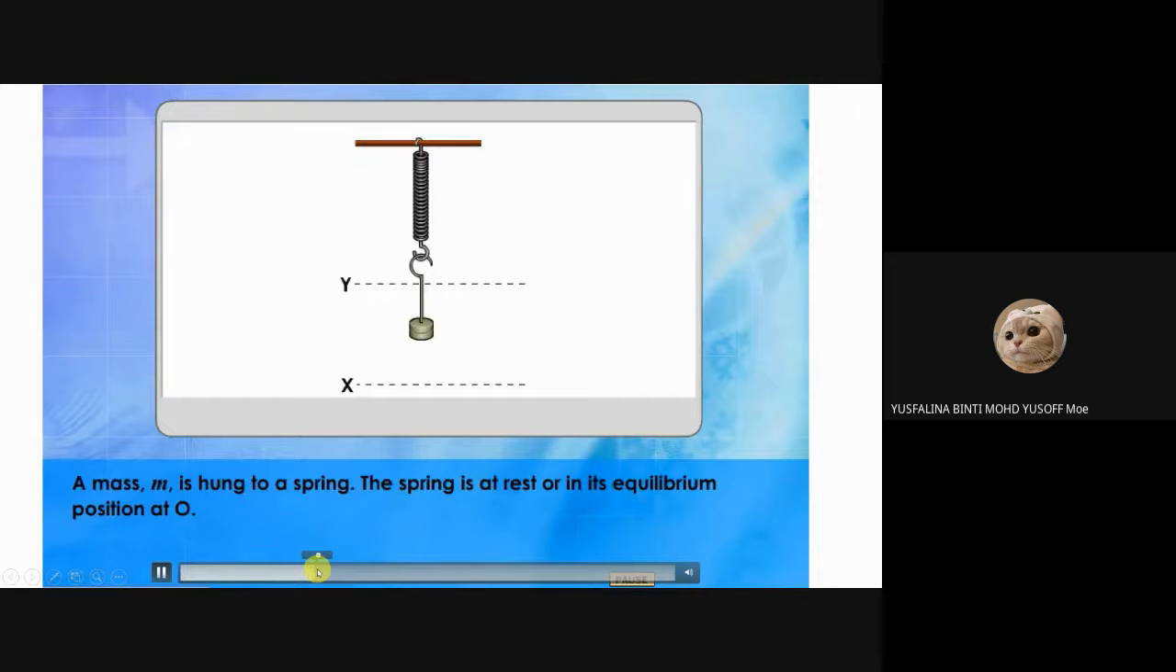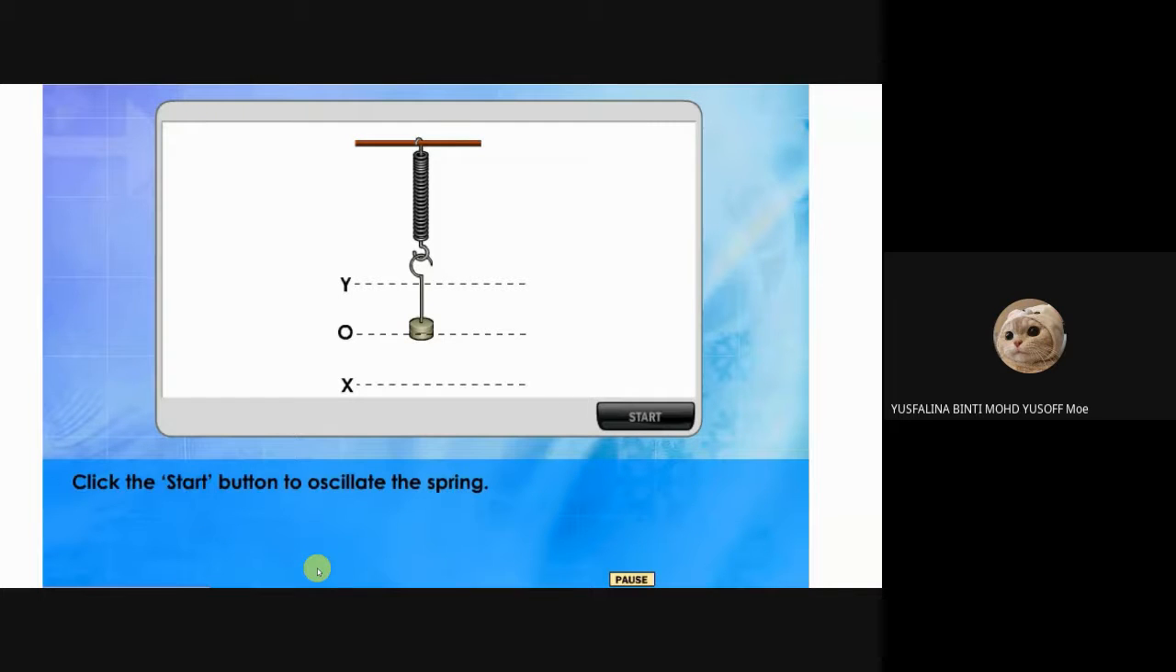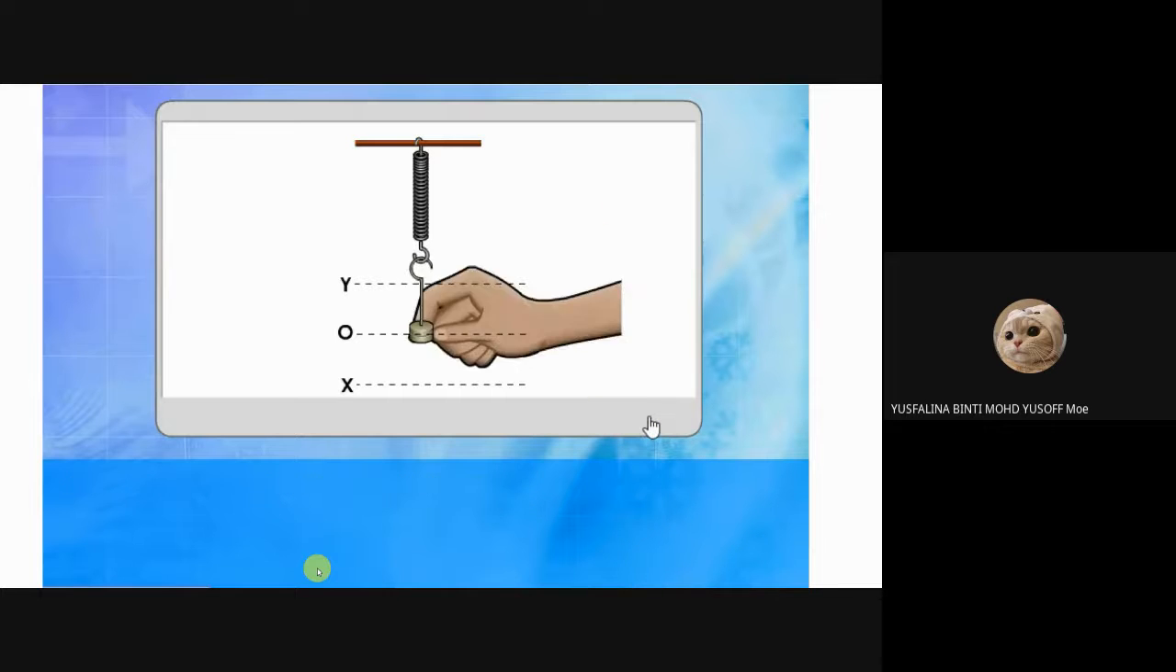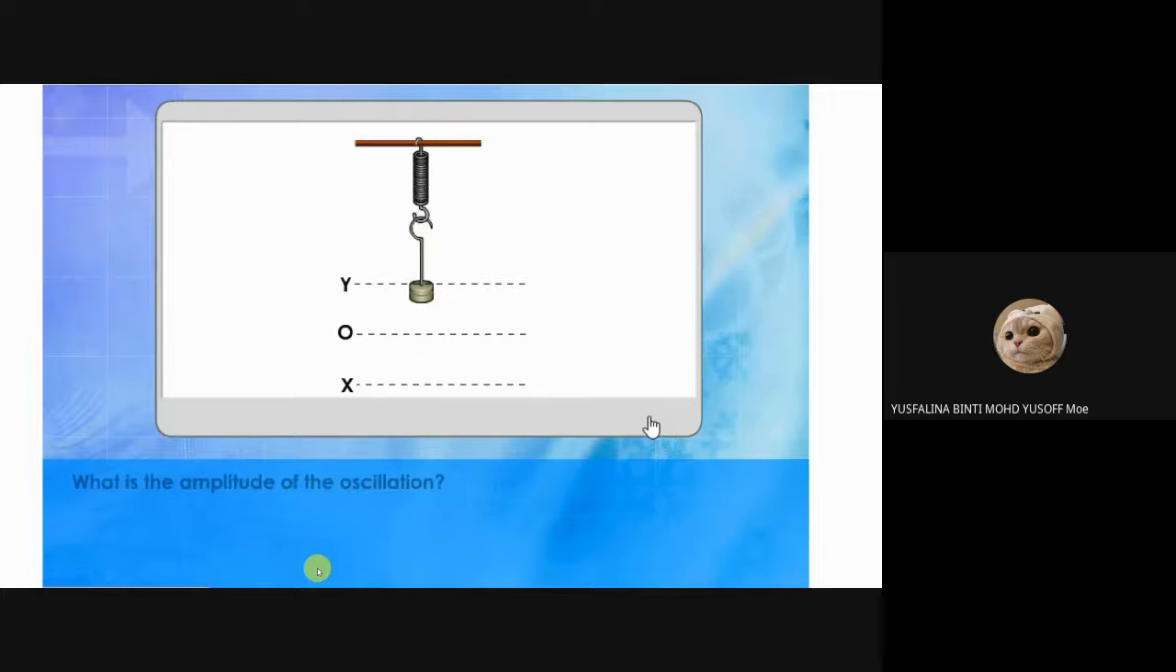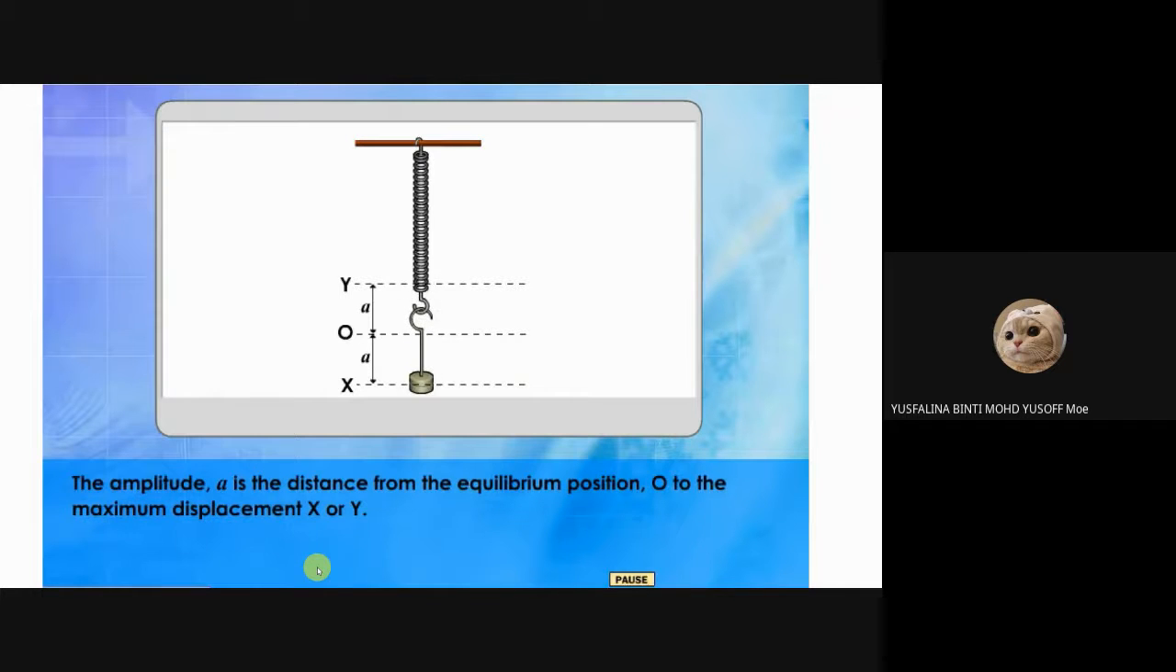A mass M is hung to a spring. The spring is at rest or in its equilibrium position at O. Click the Start button to oscillate the spring. What is the amplitude of the oscillation? The amplitude A is the distance from the equilibrium position O to the maximum displacement, X or Y.